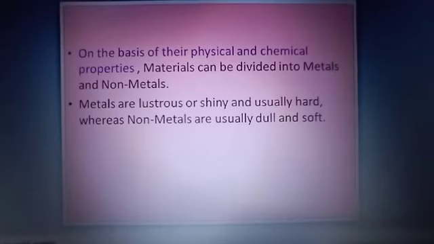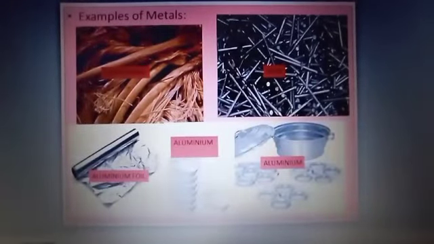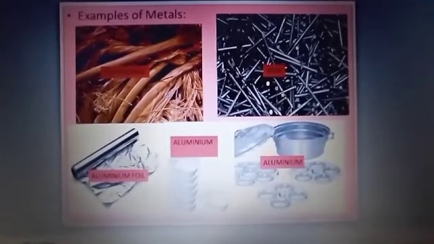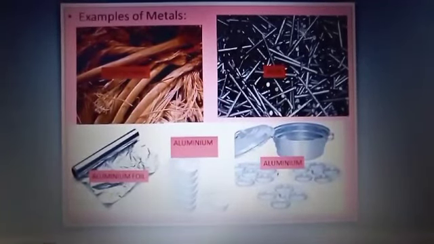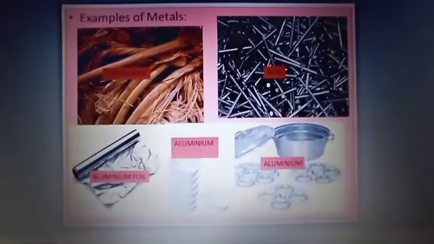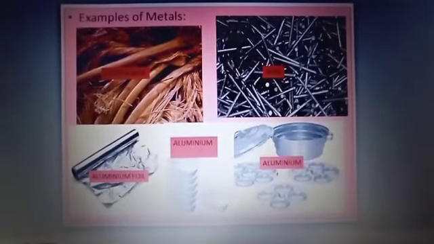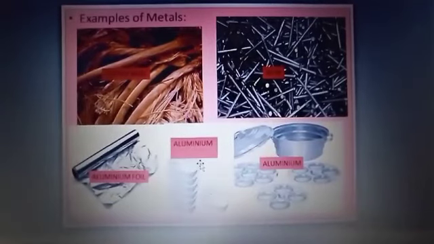The appearance is dull and it is also soft. So let us see some of the pictures here, the examples of metals. You see copper wire, the first one here, and these are iron nails, aluminum foil. This is also aluminum food wrappers. This is aluminum utensils.